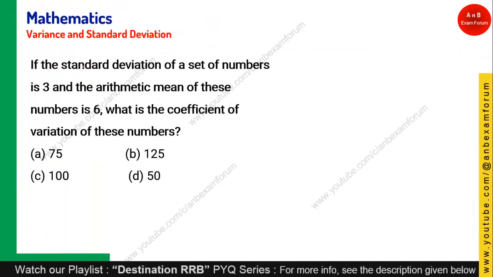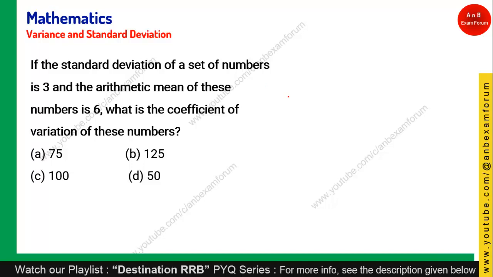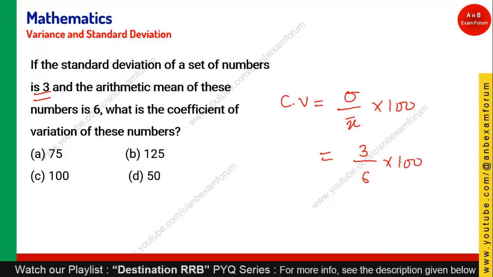Quickly moving to the next question: if the standard deviation of a set of numbers is 3 and the arithmetic mean is 6, what is the coefficient of variation? Similar question, a very simple one. Coefficient of variation is sigma by mean into 100. Sigma is standard deviation, which is 3, and the arithmetic mean is 6, into 100. So it will become 50%, right? So option D is the right answer.